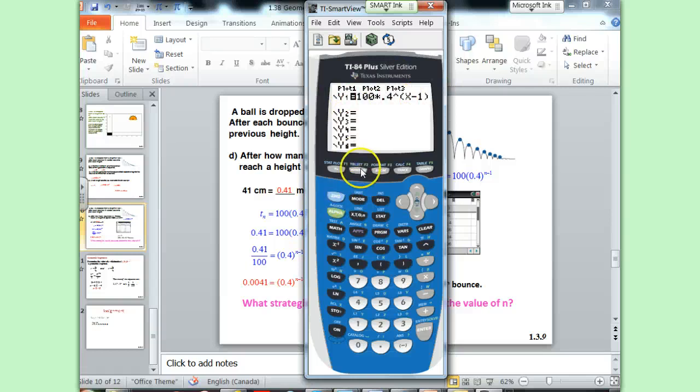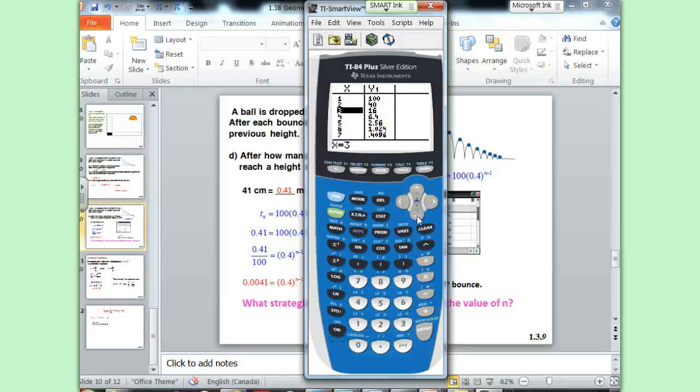And if you go to table set and you think of a geometric sequence, we can only start at the first term when n equals 1, and we'll go up by ones because it doesn't make sense to go by decimals. We can only deal with natural numbers. And now don't look at the graph so much as look at the table. And if you go to the table, you can see there's 100 meters, and after one bounce, the second term is 40 meters, and then 16 meters. So this is, I guess, a fancy way of doing trial and error.